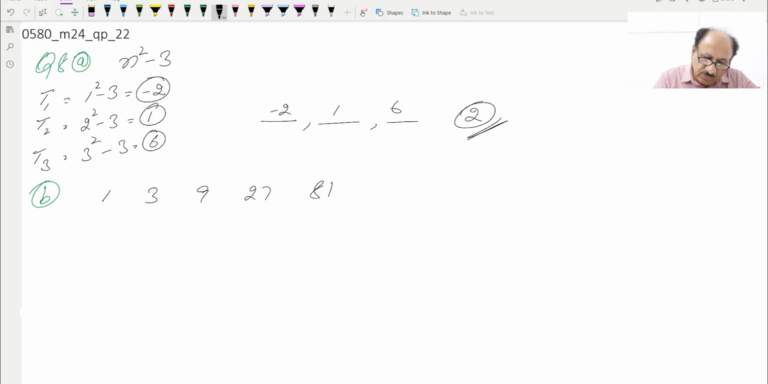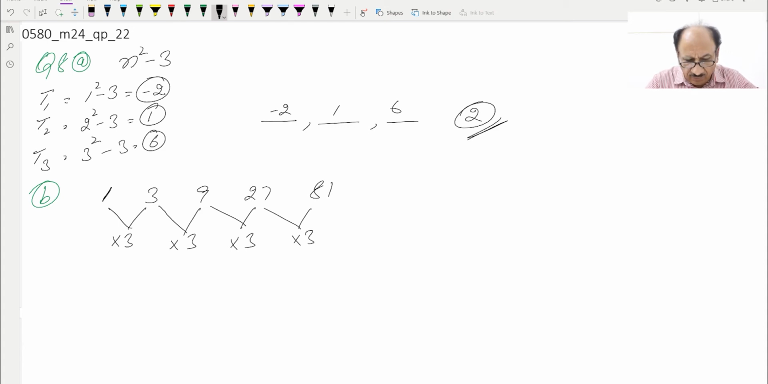Why is this a geometric sequence? A sequence which we are getting by multiplying the terms or dividing the terms is known as geometric sequence. So this will be 1 multiplied by 3 is 3, then 3 multiplied by 3 will be 9, 9 multiplied by 3 will be 27, and 27 multiplied by 3 will be 81.